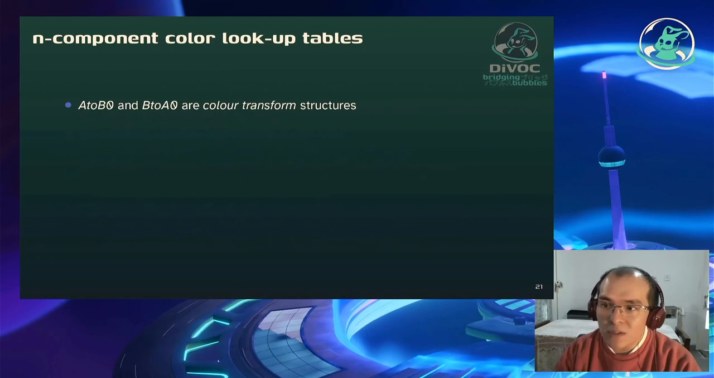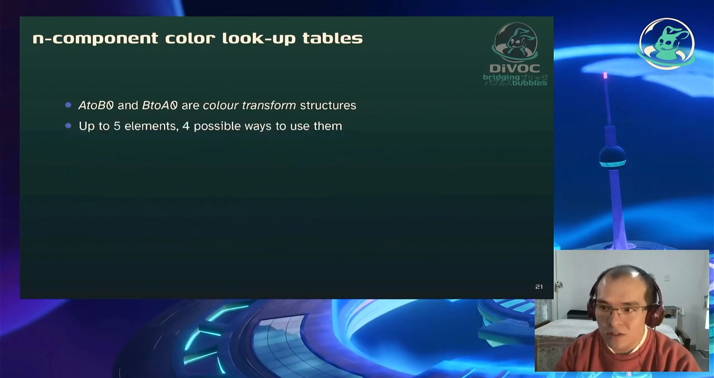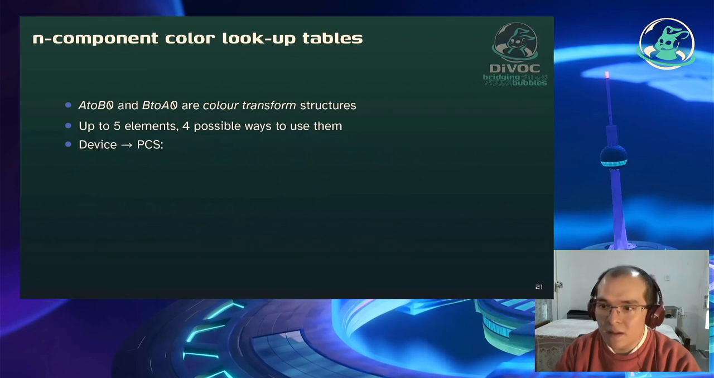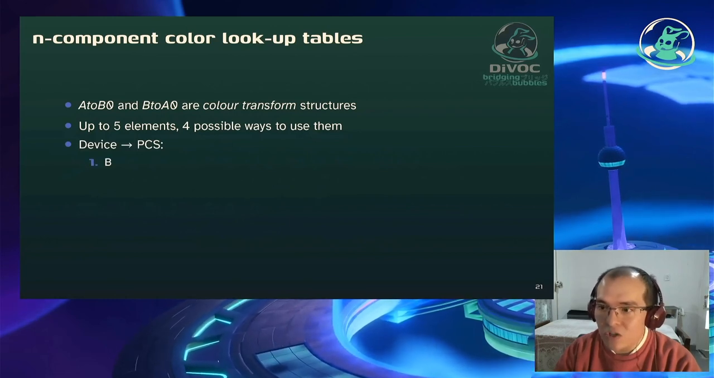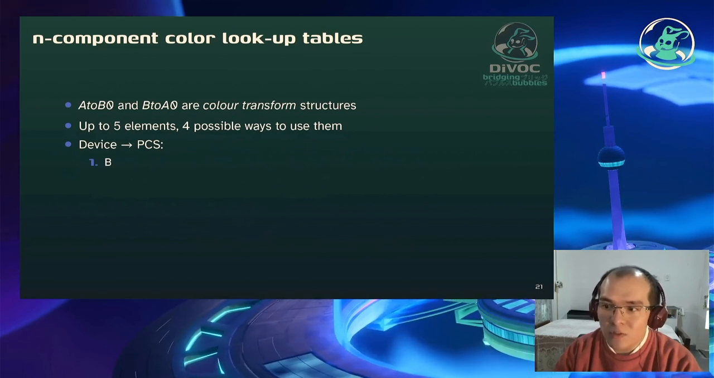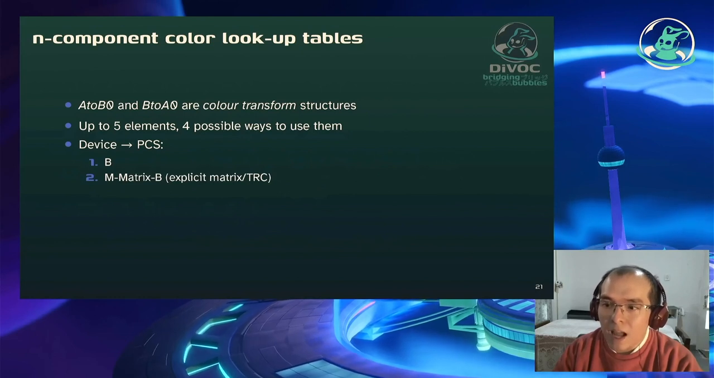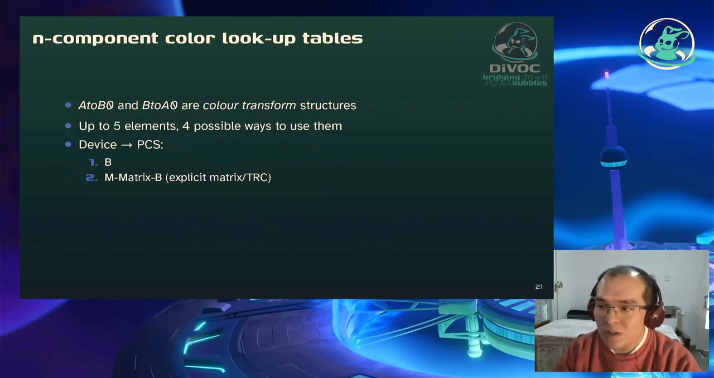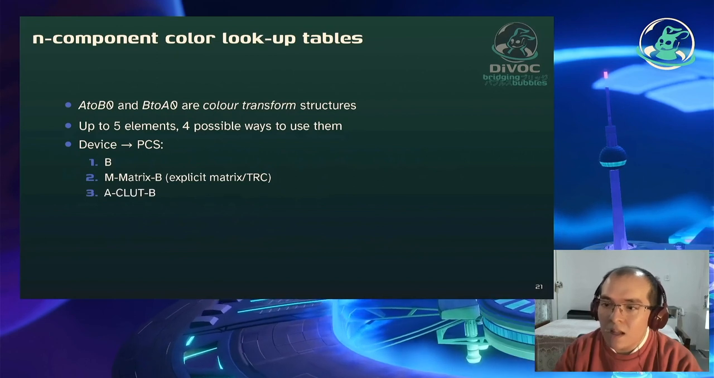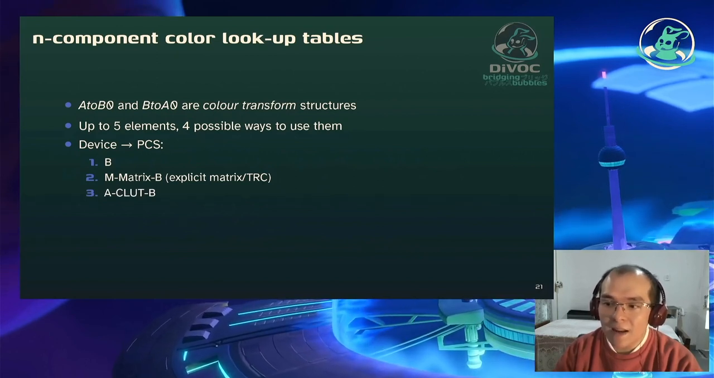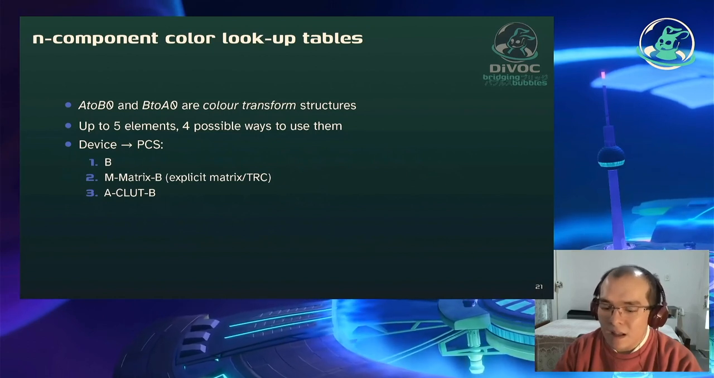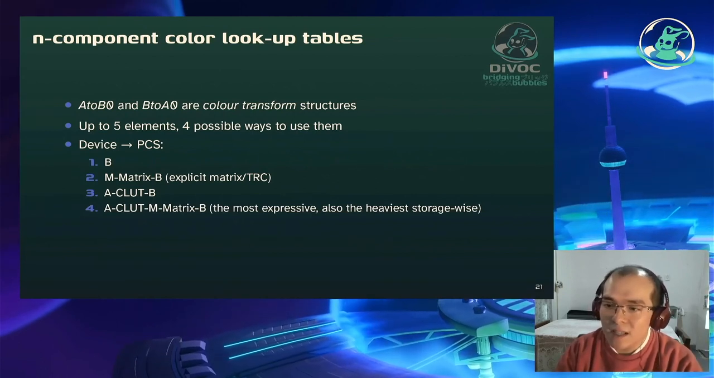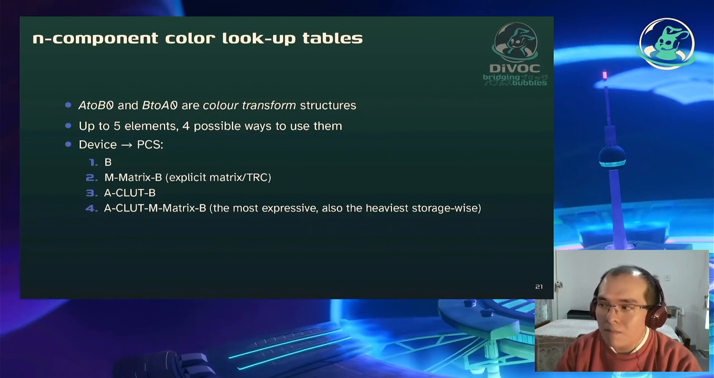Now, the integer version A2B0 and B2A0 are what we call color transform structures. This can have up to 5 elements in 4 possible and fixed ways to use them. For instance, for the device to PCS direction, we can use a set of 3 tone response curves called B, or M, matrix, and B, where B and M are both sets of 3 tone response curves. This is the closest one to matrix plus TRC. Then A, then a color lookup table, then B, where A and B are tone response curve sets. And finally, the most complex one, but also the most expressive one and the heaviest one in terms of storage, which is A, color lookup table, M, matrix, and B.